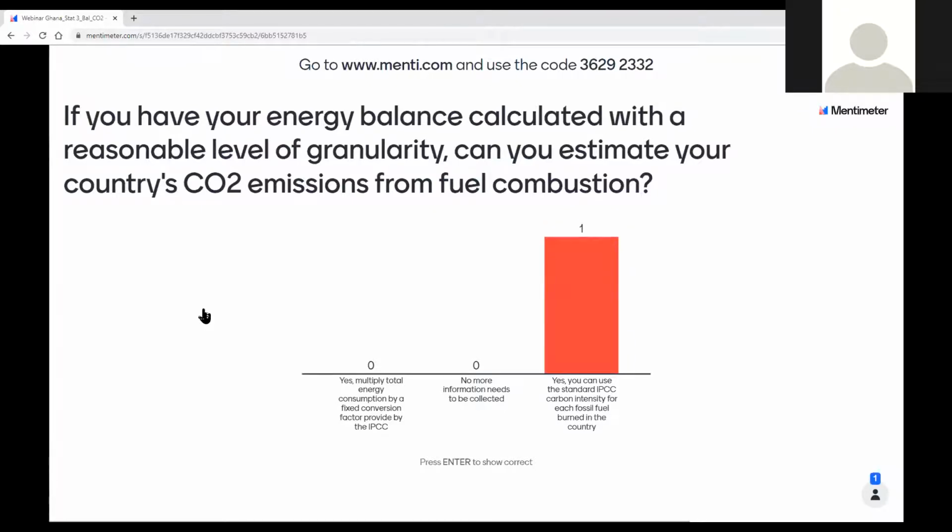So if you have your energy balance and you have quite a good level of granularity, here what we mean is that you have the different products detailed by product, can you estimate your country's CO2 emissions from fuel combustion?